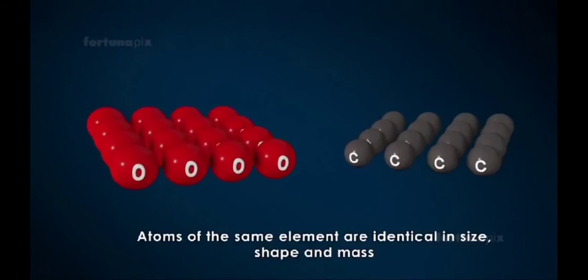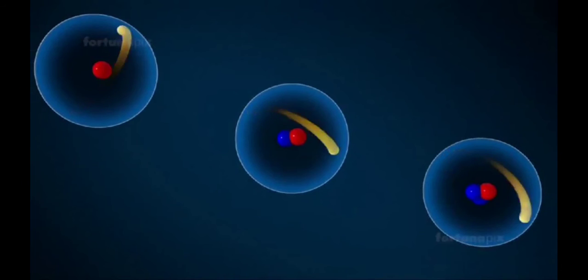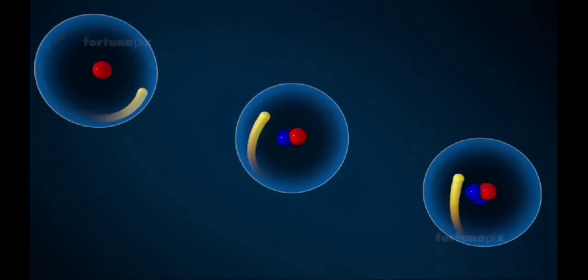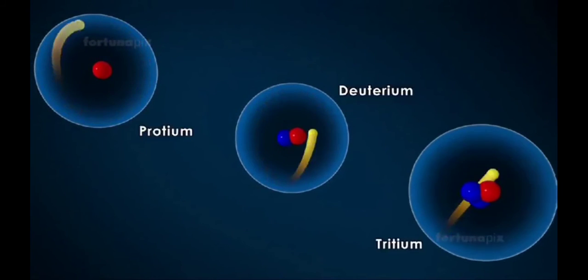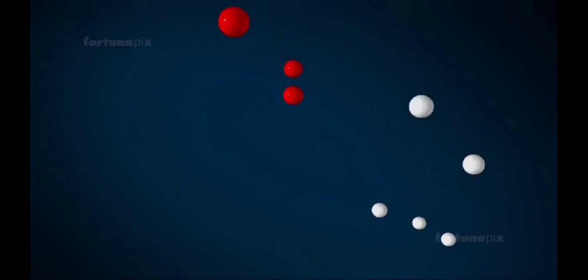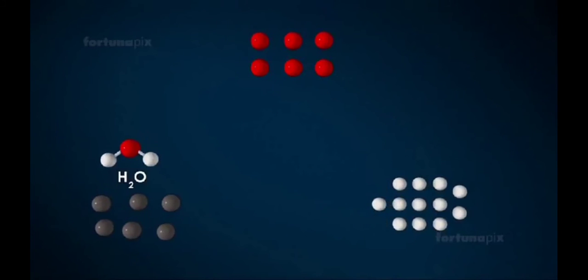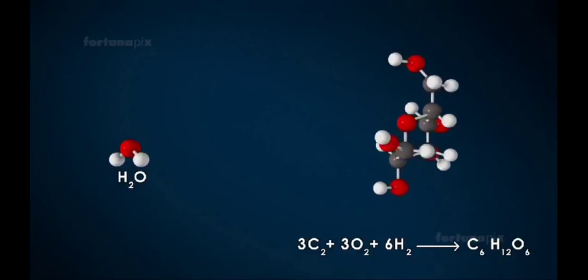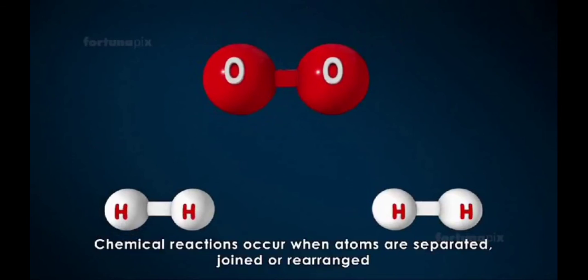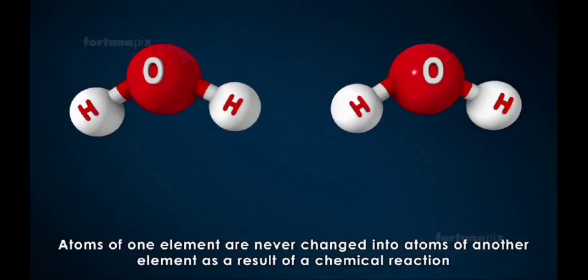Atoms of the same element are identical in size, shape, and mass. It was later found that atoms of the same element can have a different mass, as in isotopes of hydrogen, such as protium, deuterium, and tritium. Different elements have different types of atoms. Atoms of different elements can physically mix together or can chemically combine in simple whole number ratios to form compounds. Chemical reactions occur when atoms are separated, joined, or rearranged. Atoms of one element are never changed into atoms of another element as a result of a chemical reaction.